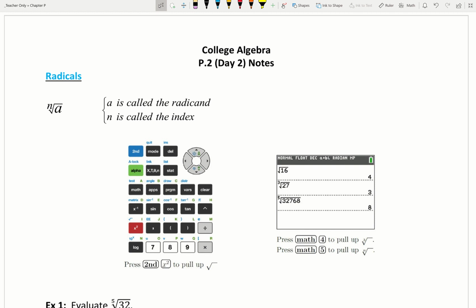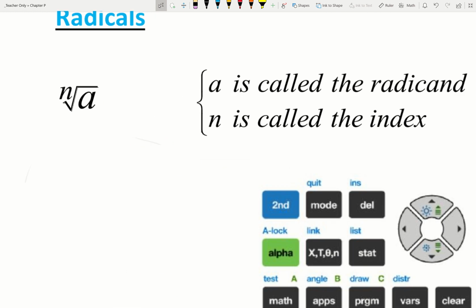This is in the prerequisites chapter, and this one is going to talk all about radicals. We're going to talk about what radicals are, how to punch them into our calculator, and then how to simplify radicals, which is probably the more important idea that we want to take away from this video.